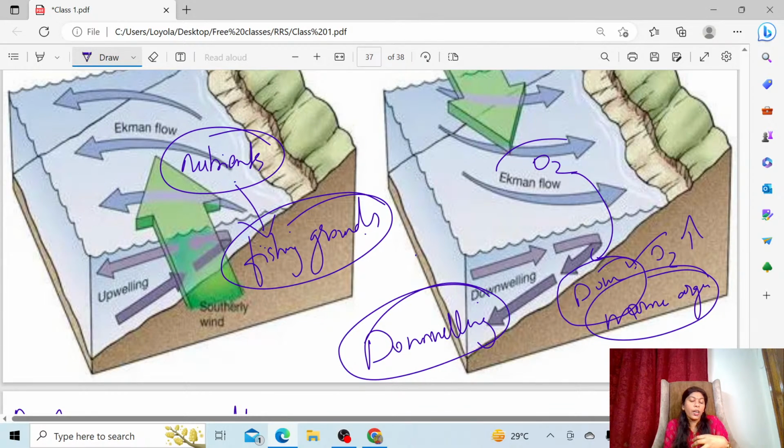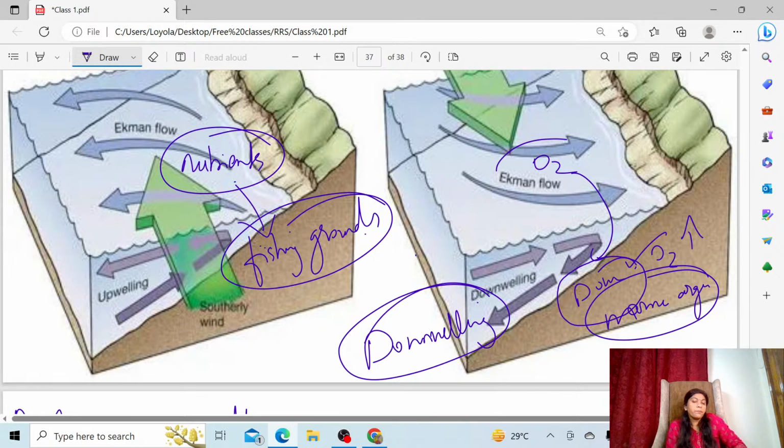So they require oxygen. Otherwise, there will be mass killing of organisms. So downwelling is also beneficial in some way. So upwelling and downwelling are both important. Upwelling is highly productive. Downwelling, although it is not as active, is important for maintaining life.